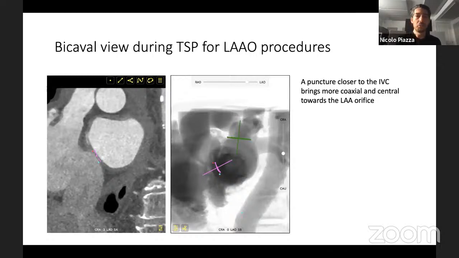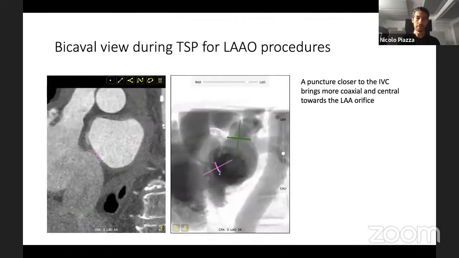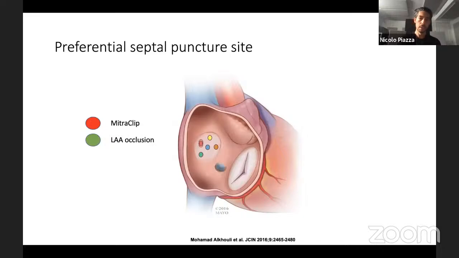This is just a more in-depth explanation for left atrial appendage procedures. Notice that you have the blue turquoise dot, that's inferior. You have the red dot, which is superior in the bicable view. Okay, and so if you want to be more coaxial, like we said, we start from the blue dot to get into the left atrial appendage. And you can see also the relationship between the atrial septum and left atrial appendage.